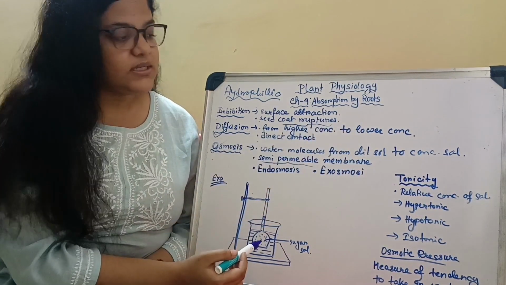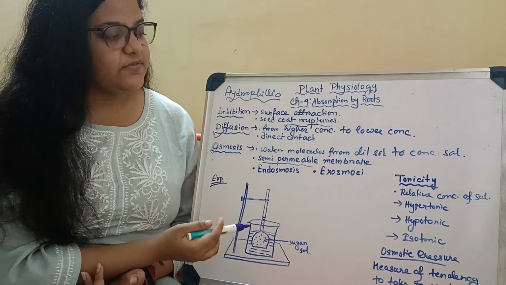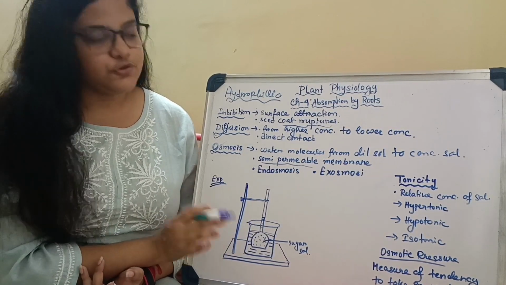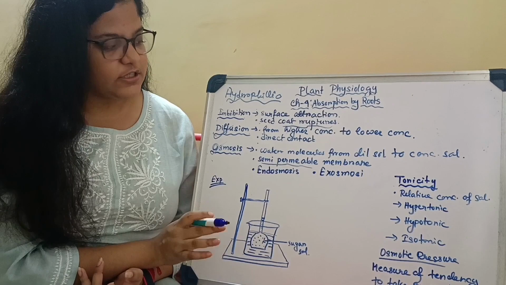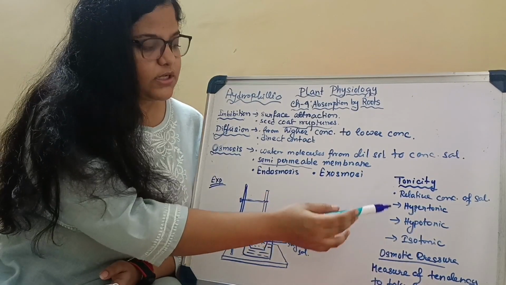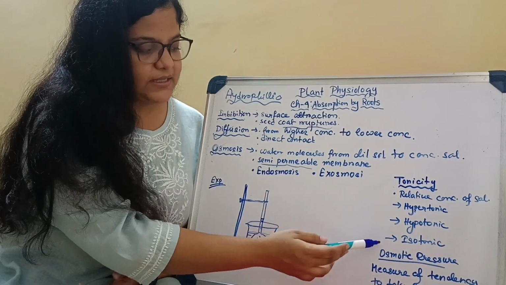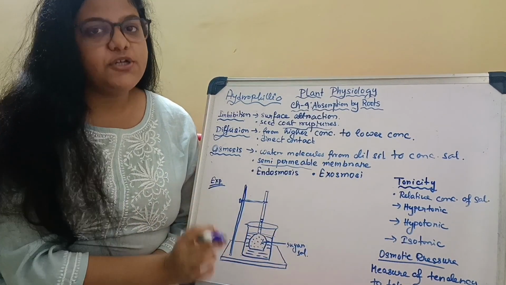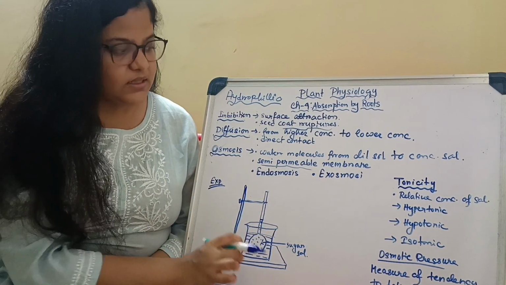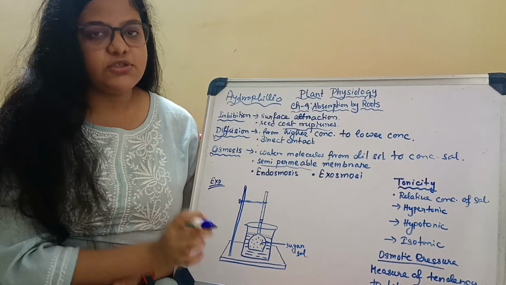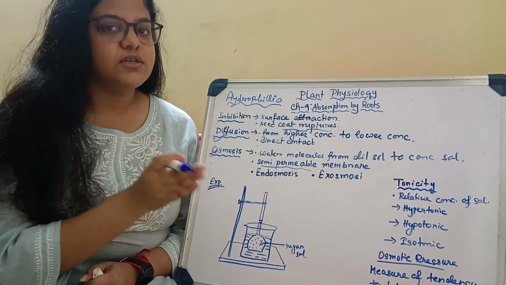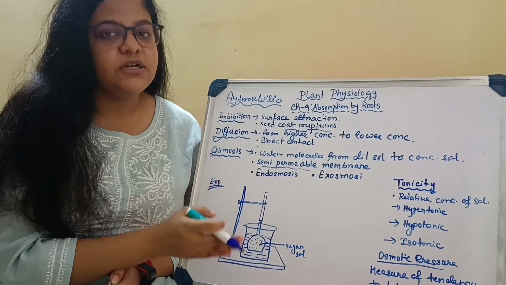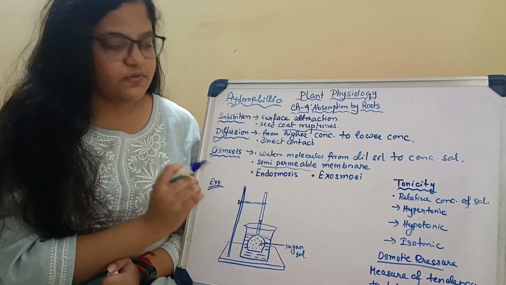Now what is tonicity? Tonicity is the relative concentration of two solutions. There are three types, which are hypertonic, hypotonic and isotonic. Right? Now what is hypertonic? Hypertonic means that the concentration of solute in a solution is higher than that of the solvent.